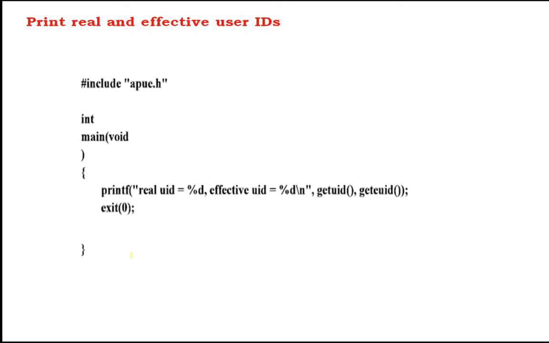Then next is printing the real and effective user IDs. You are just going to display the real user ID and the effective user ID of any process. You have to call getuid and geteuid within your print function.